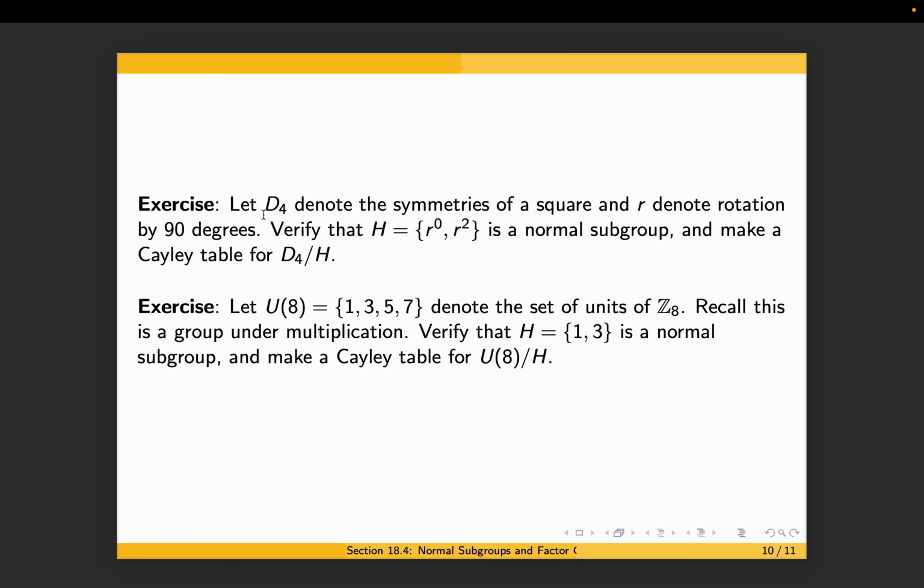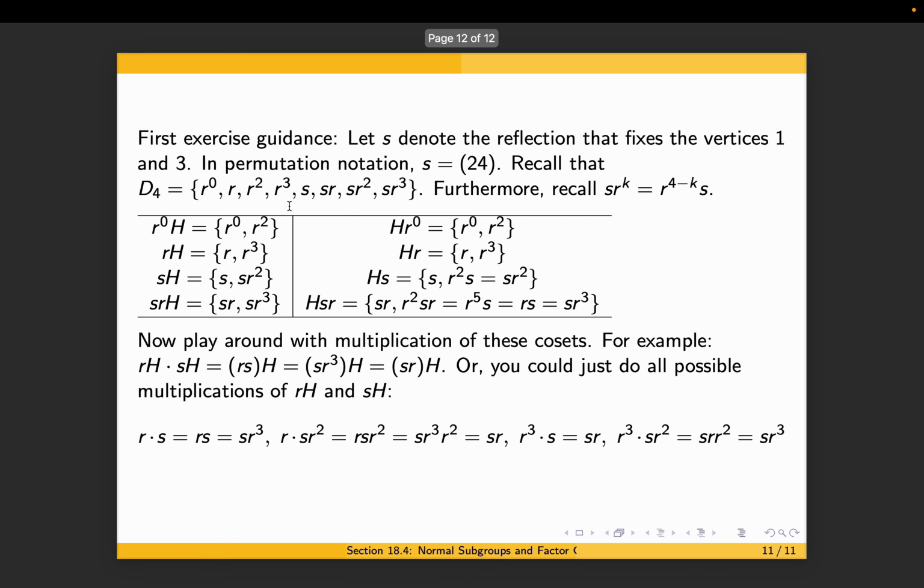Okay, let me give you some brief guidance on this first one. For the second one, notice, by the way, U8, this is just regular multiplication, so the group is abelian. So when I say verify a subgroup is normal, in that case, all you have to do is say the group is abelian. So I don't have to verify anything, really. But for this first exercise, these symmetries don't commute with each other in general, so you have to actually verify. Okay, so here's some guidance on that first one.